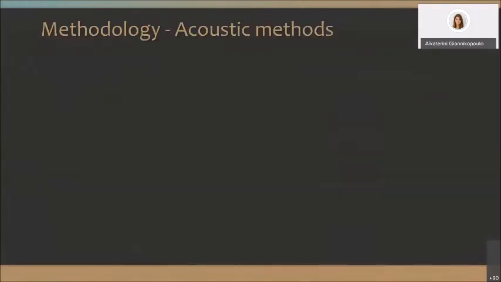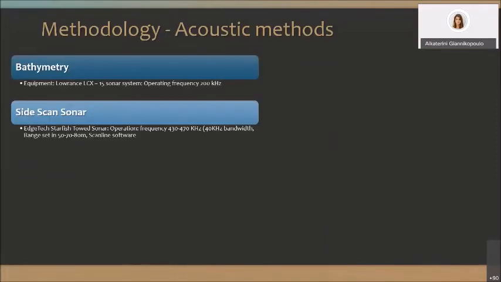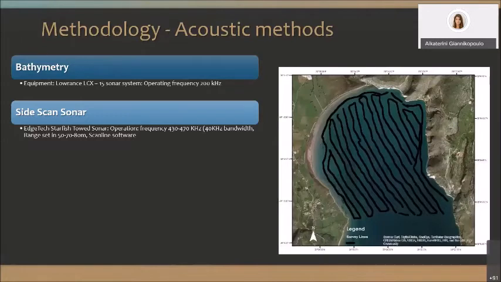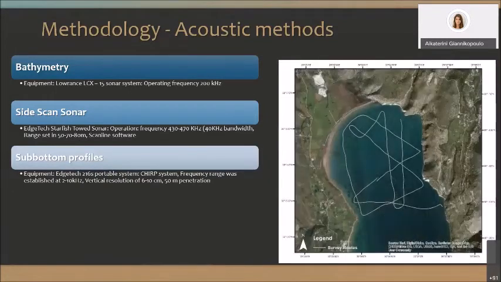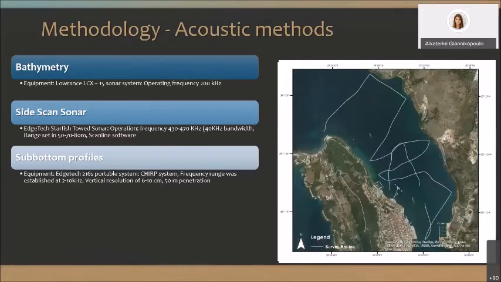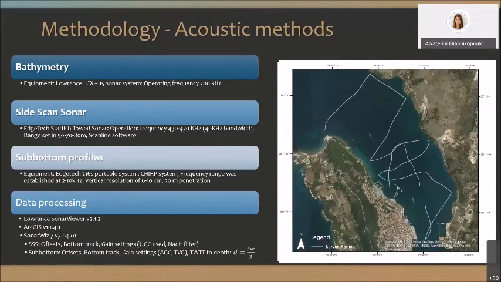For the present work, acoustic methods were used to map the seafloor, combined with surface sediment analysis. Acoustic data were obtained with the use of a single-beam echo sounder and a chirp side-scan sonar system. Survey lines for updating this data are visible on these maps. Additionally, sub-bottom profiles were collected from both areas. Again, the survey lines for the sub-bottom profiling are visible on the maps. For the post-processing of all acoustic data, the Lorentz Sonar Viewer, ArcGIS, and SonarWiz software were used.